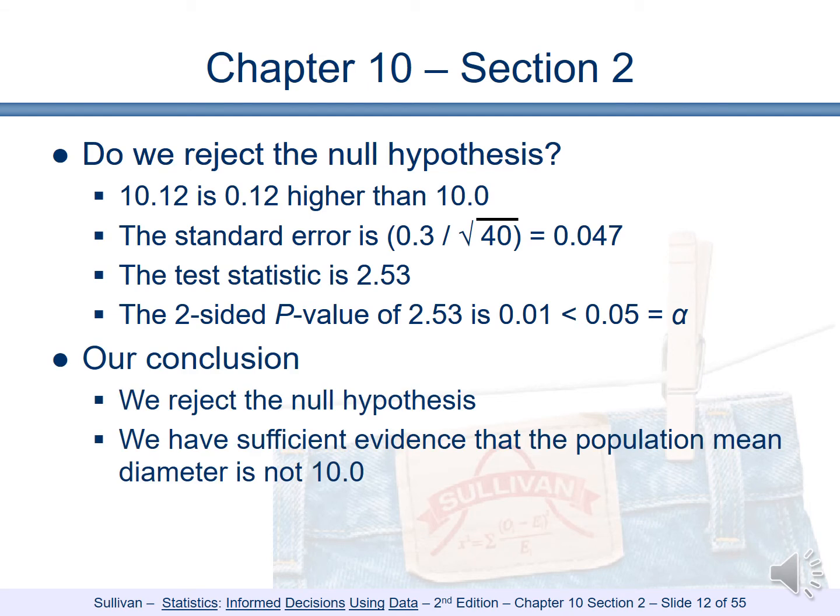I know you're all sitting there going, where did that number come from? Hang on, I'll show you. Just give me a couple minutes. We have sufficient evidence that the population mean is not 10.